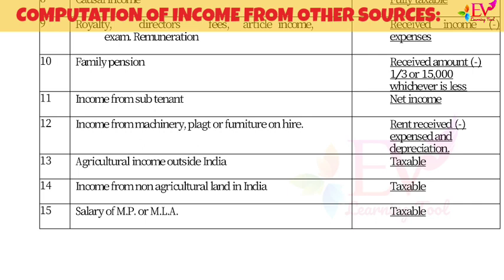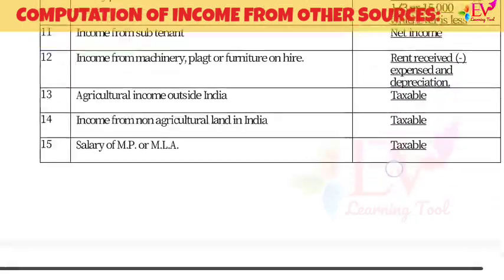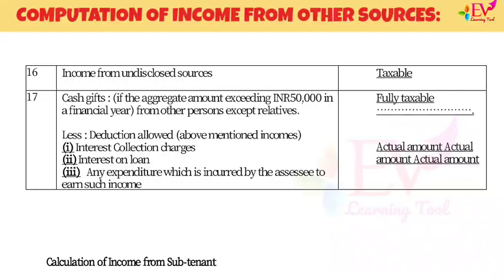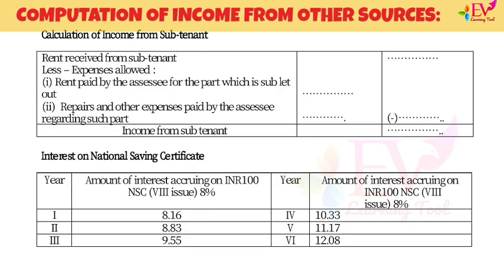Agricultural income outside India, income from non-agricultural land in India, salary of MP or MLA, income from undisclosed sources are taxable. Cash gifts, if the aggregate amount exceeds 50,000 Indian rupees in a financial year, from other persons except relatives are fully taxable. Following is one illustration for income from other source.